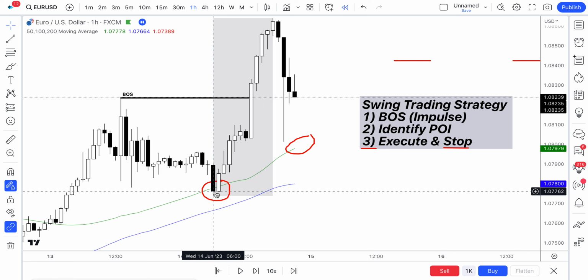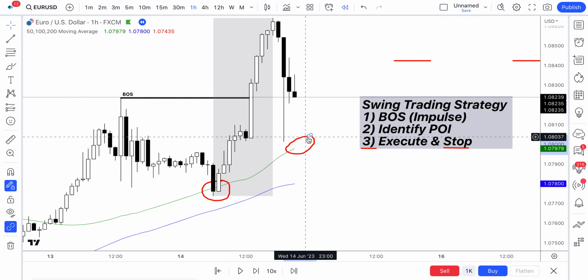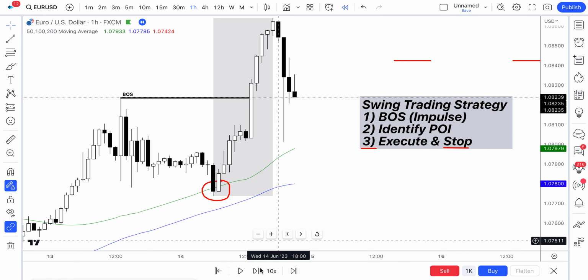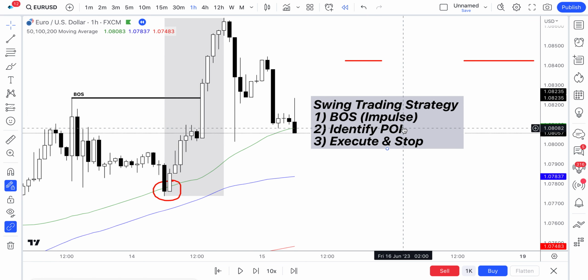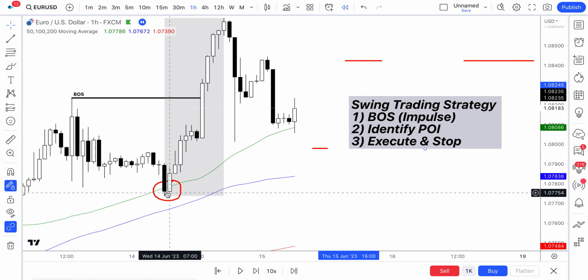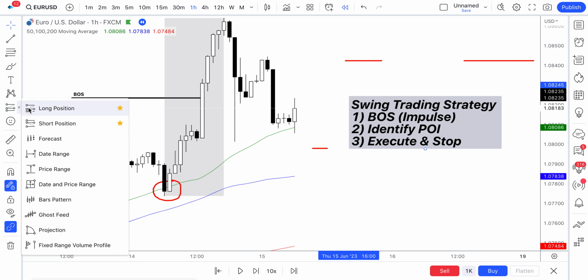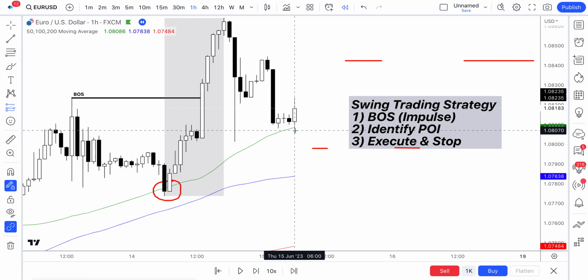That's where the institutions bought last time. So more than likely, that's where the institutions will buy this time. And then we'll look to target this to the upside. So let's play this on a little bit. We're looking for price to just come below our 50 moving average. So you can see that's exactly what happened here.